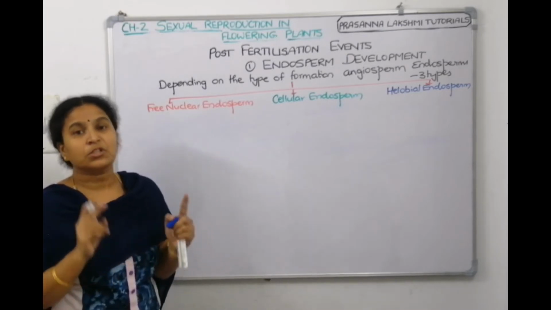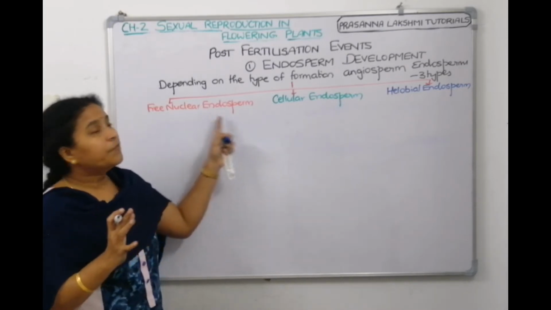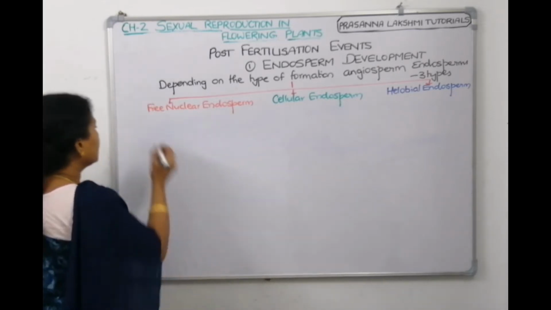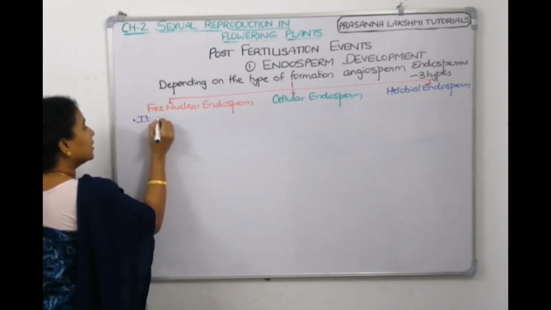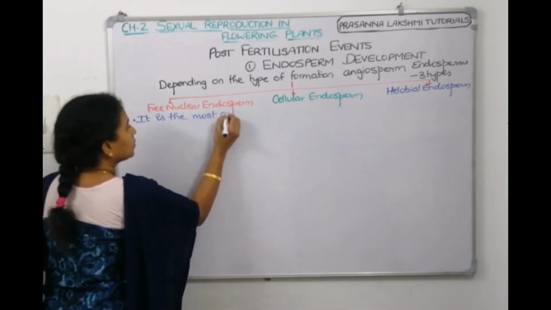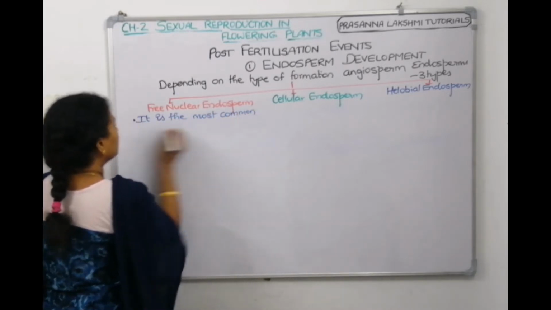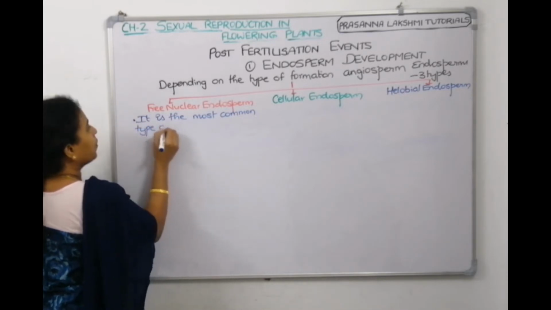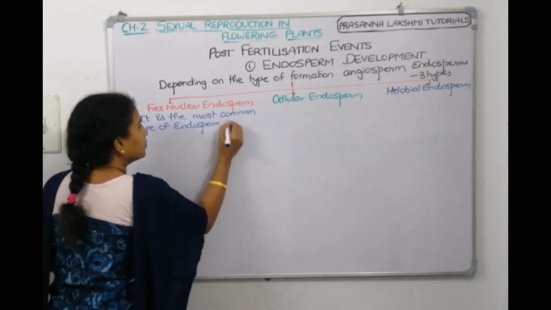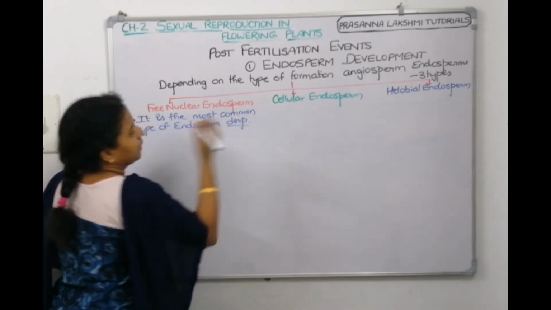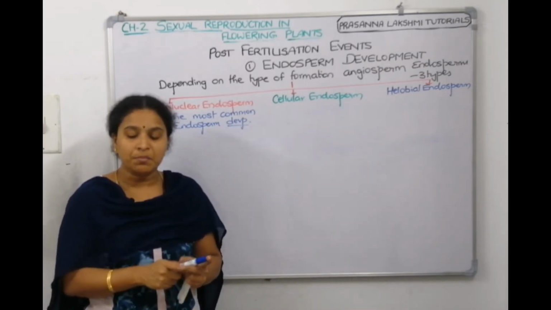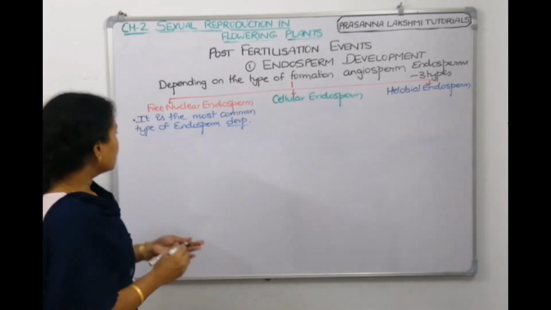Now, let us see these 3 types of endosperm. Among these, free nuclear endosperm formation is the most common type. Shall I write it here? It is the most common type of endosperm development. So, how does it happen?